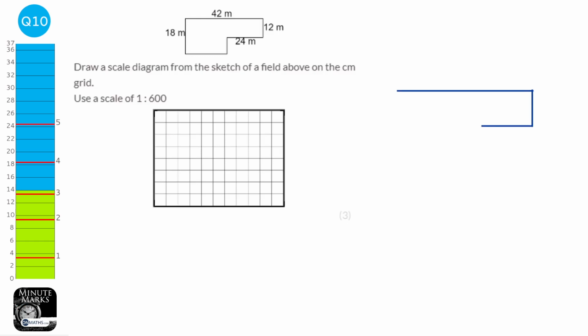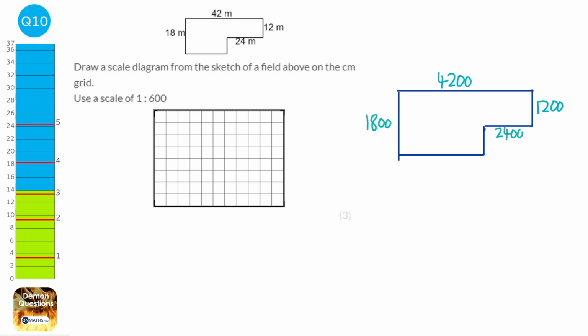First thing I'm going to do to answer this question is quickly draw out the shape again, just so I can show the calculations a bit easier. Okay, the first thing I'm going to do on the diagram is convert all of these lengths to centimetres. So we've got 4,200, 1,200, 2,400 and 1,800.